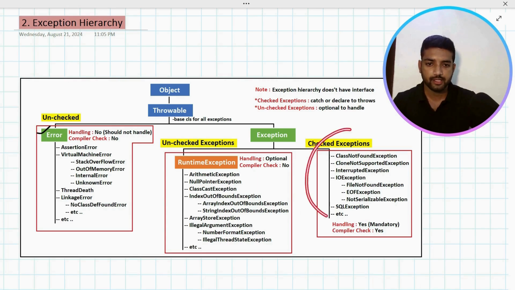If you don't handle these checked exceptions, for example FileNotFoundException, and you did not write a try catch block, or did not declare that exception with throws, then the compiler will throw an error at compile time. That is not an exception. By throwing an error at compilation time, the compiler will tell you this is a checked exception, so please handle this. That is where the compiler makes the difference between these two kinds of exceptions, right?